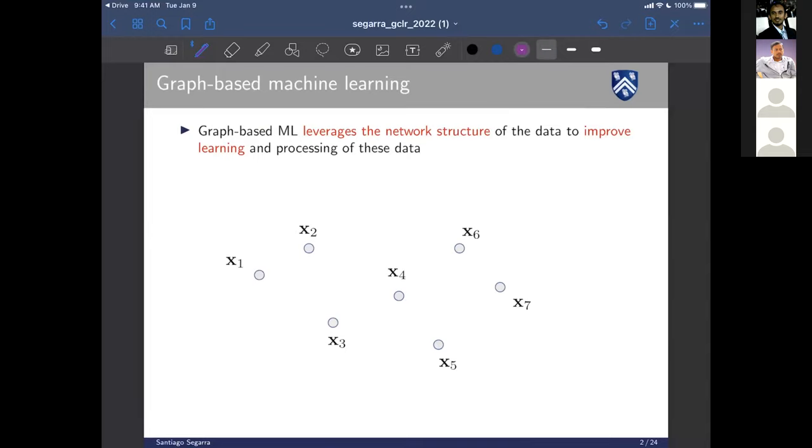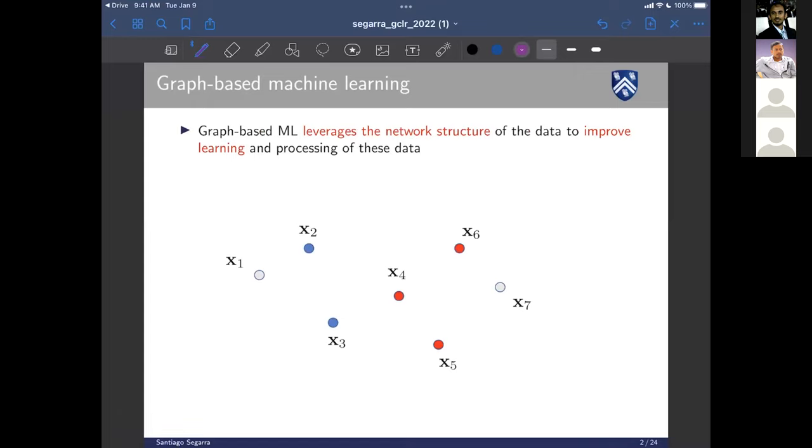And the typical picture that we have in mind is that we have some labels associated with a subset of these. For example, if it's people, this could be political orientation, hence the coloring here. Or if these are regions in the brain, this could be whether this region is acting normally or abnormally.